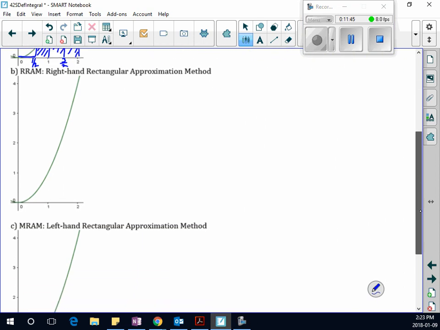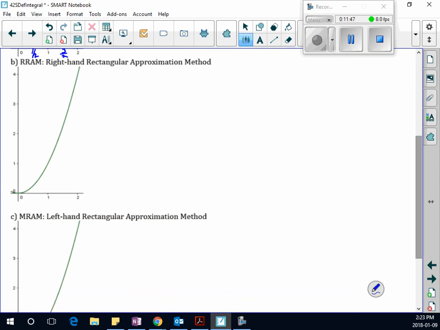Okay, so we're going to do the same thing again, but this time we're doing the right-hand method. So again, here is there, and there. Yes? 4 subintervals. This time we're doing the right-hand method, which means you look to the right side of the interval to make the rectangle. And it's pretty obvious right now it's going to be an overestimation. Does everybody see that?